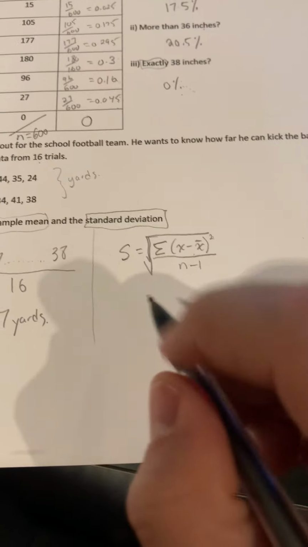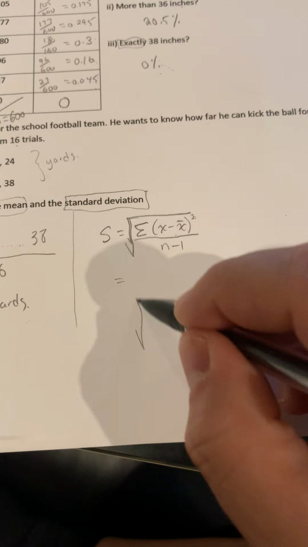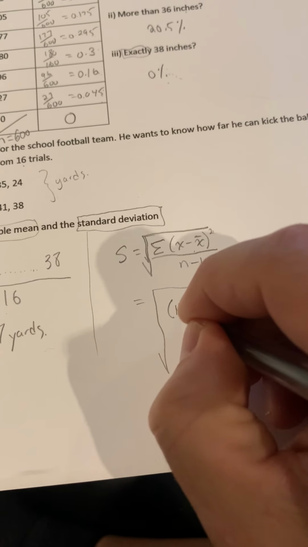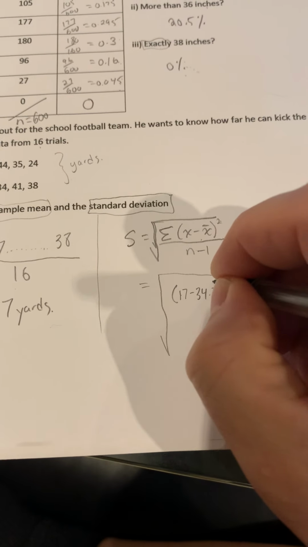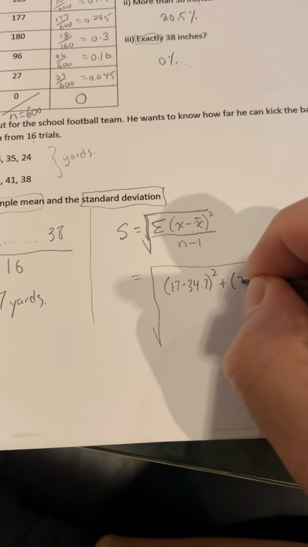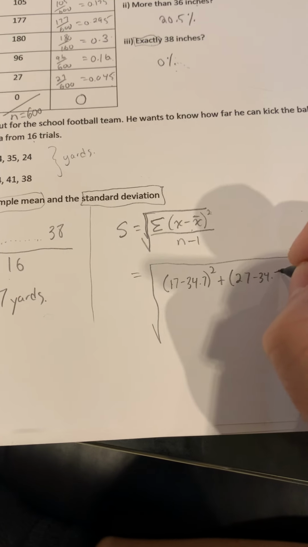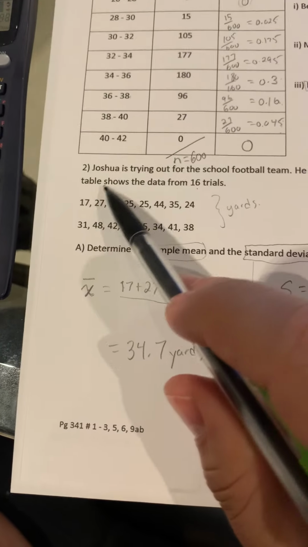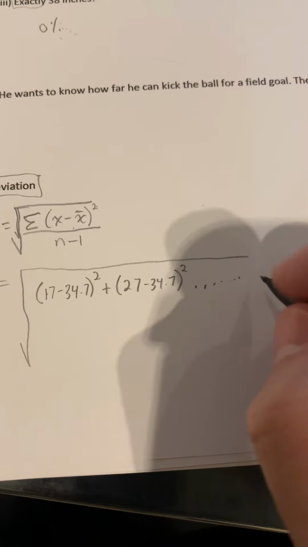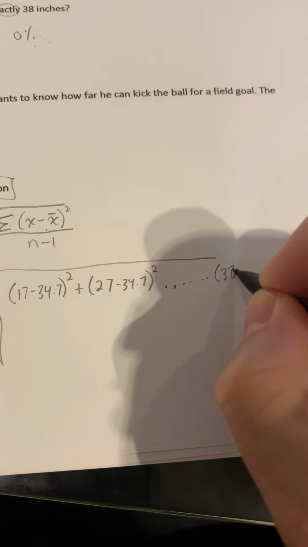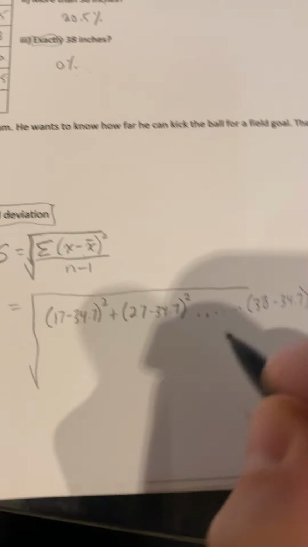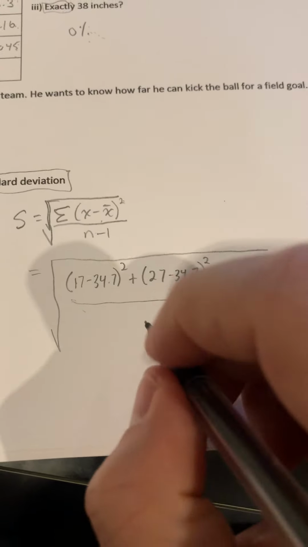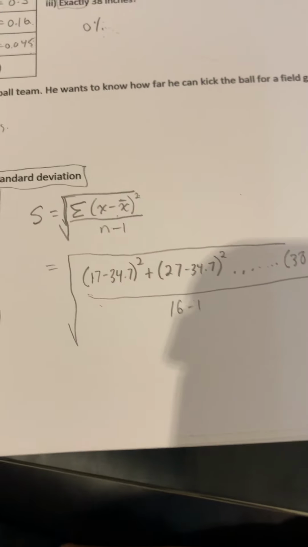We have to take each one, I'm not going to write them all out. So the first one would be 17 subtract 34.7 squared, plus 27 minus 34.7 squared, and keep going. Remember, the 17 and 27 are these values here. Then we go all the way to the last one, which is 38 minus 34.7 squared. Then divided by n minus 1, so 16 minus 1.